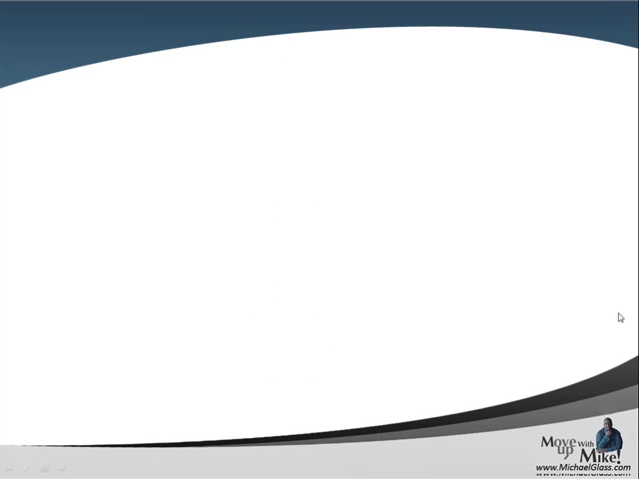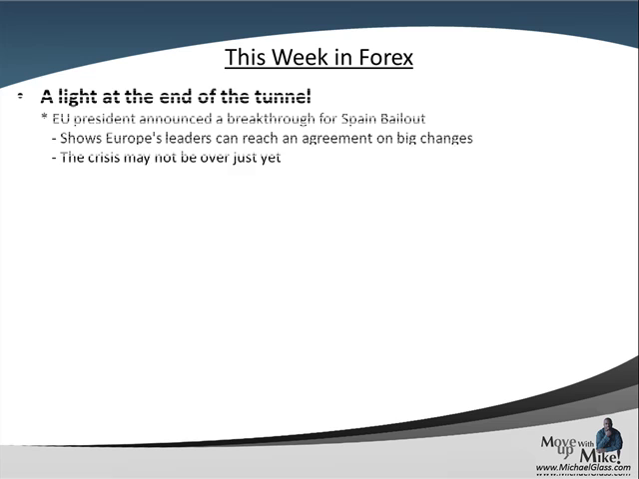As we look at the week that was in Forex, we see a couple things. First and foremost, the EU summit on Friday had a very positive reaction in the market. They finally announced that there's been a breakthrough in the Spain bailout. So what this basically showed is that the leaders in Europe can actually reach an agreement on big changes. There was definitely that division of those in debt and those who were fiscally sound during the crisis. But it's important to know that the crisis is not over yet.